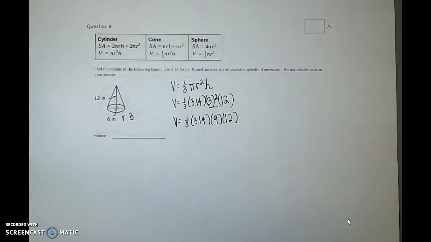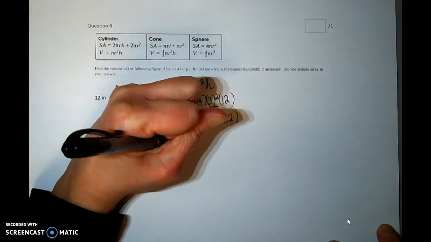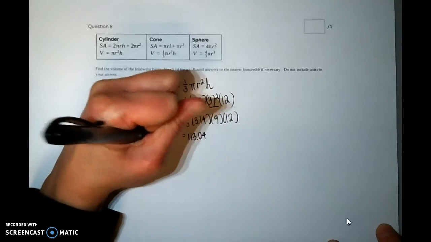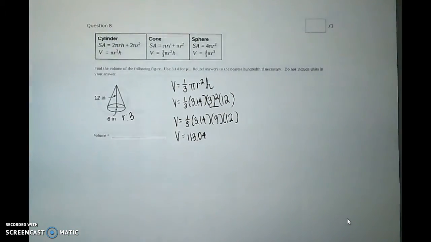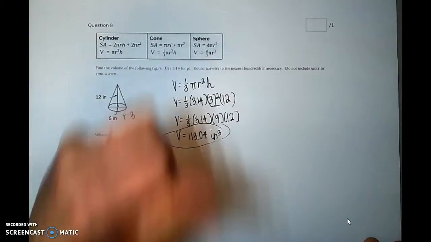So I start off with 3.14 times 9 times 12, and then divide by 3, and that gives me 113.04. In this case I don't have to round it because it's already to the nearest hundredth, and my units are going to be inches cubed.